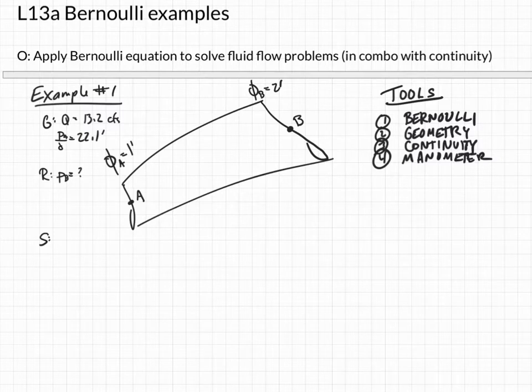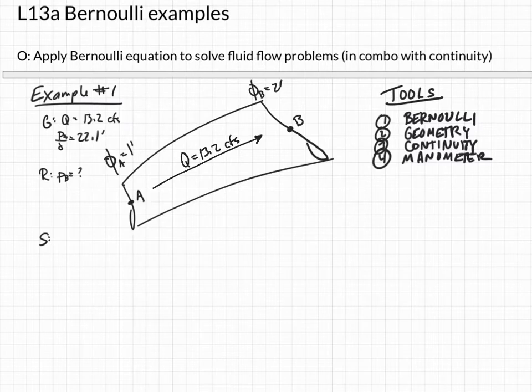Okay, so here's what we have. We have a pipe. I don't know which way it flows, so I'm just going to say it flows from A to B. Okay, it could go the other way. In fact, with Bernoulli, there's no clear way to tell that for sure. We know that it has a flow rate of 13.2 CFS. That's cubic feet per second.